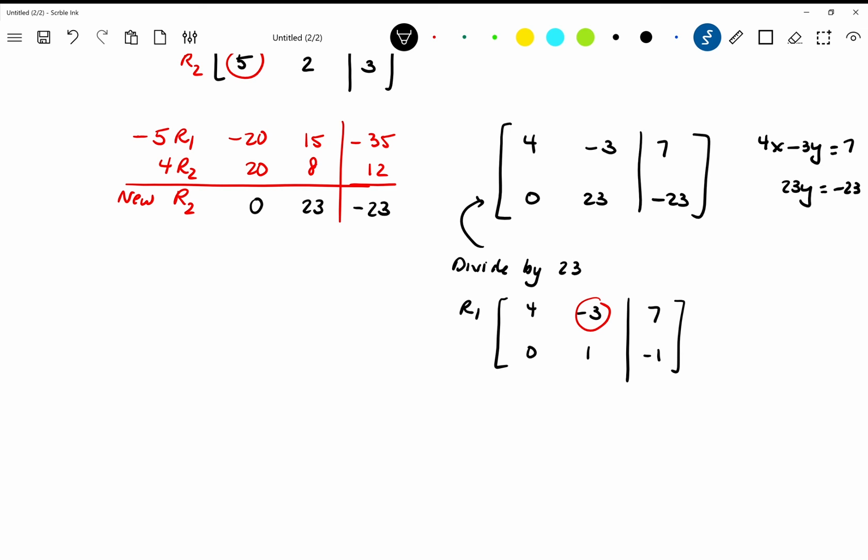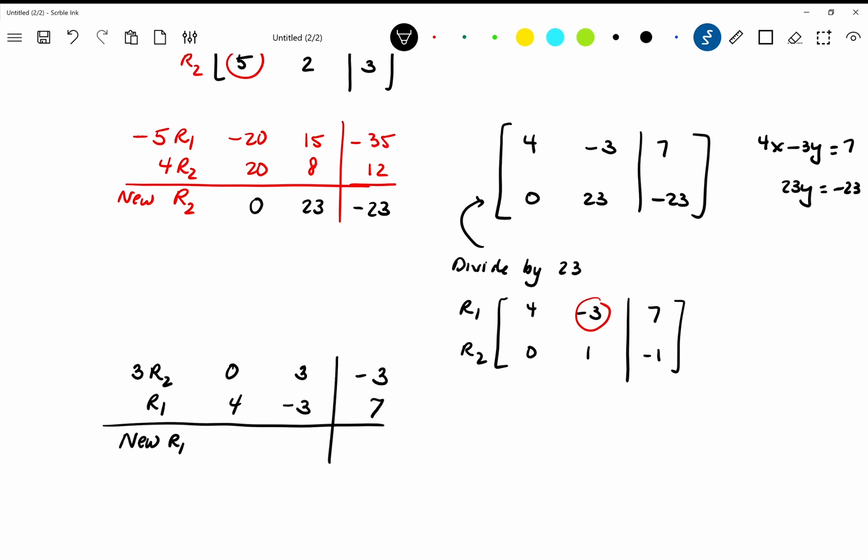So thinking about the elimination, how do I make that a 0? Well, again, calling this R1 and R2, I'm going to say that I'm going to take 3 times R2, and I'm going to add it to R1, because that's going to get rid of the 3's, and that is going to be my new R1. So 3R2 is going to be 0, 3, -3, and again, I'll put the line. We have 4, -3, 7. When I add those, I get 4, 0, 4. Now, is that better than what we had before? Absolutely. My new R1 is 4, 0, 4. My R2 from before was 0, 1, -1.